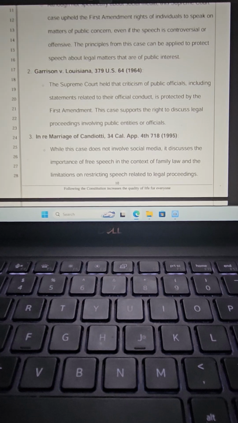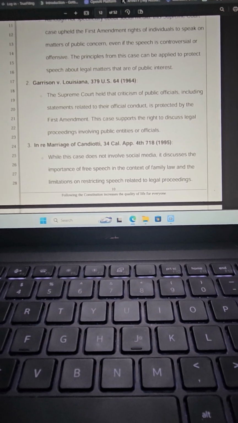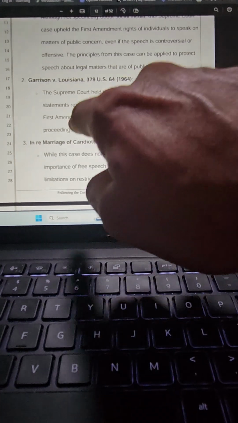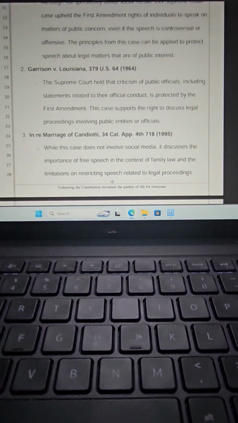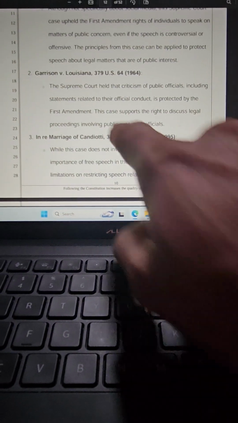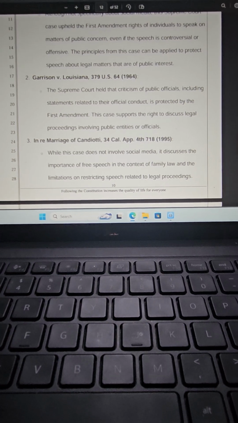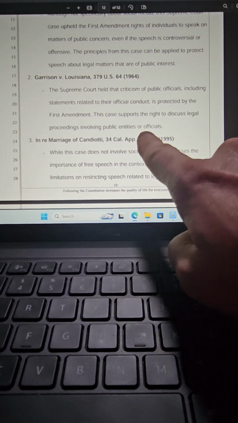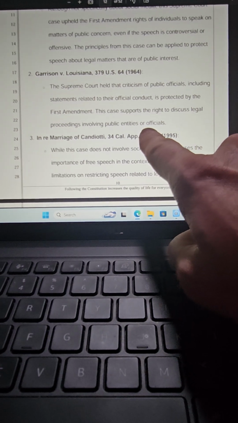Garrison v. Louisiana, the Supreme Court held that criticism of public officials, including statements related to their official conduct, is protected by the First Amendment, motherfuckers. Do you understand that, judges? Dumbasses? This case supports the right to discuss legal proceedings involving public entities or officials, including stupid-ass judges like Kevin Siebert, dumb fuck.